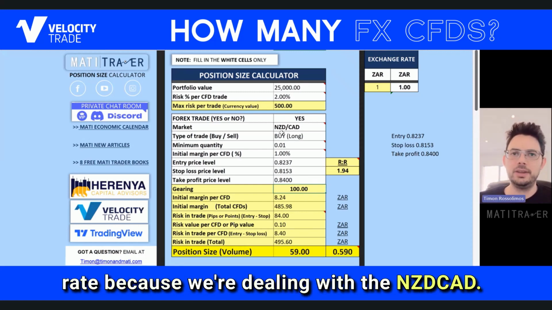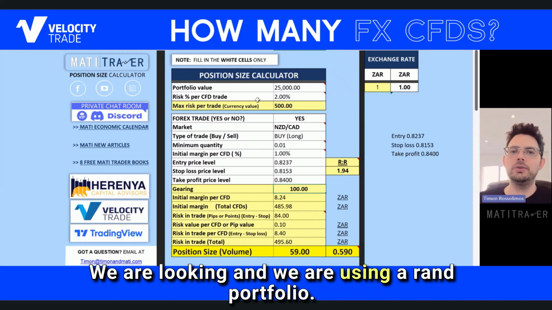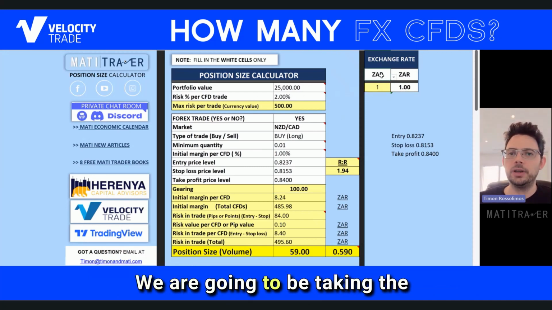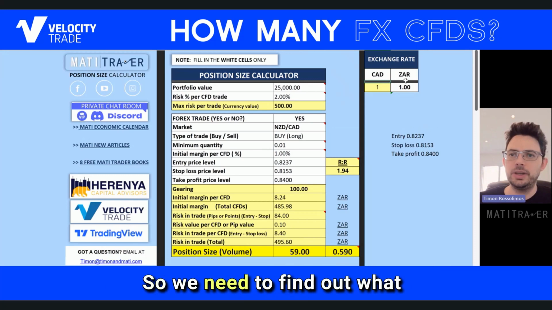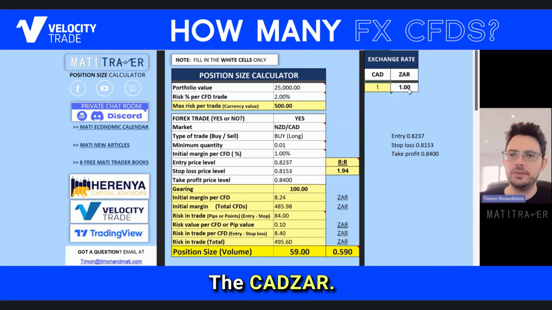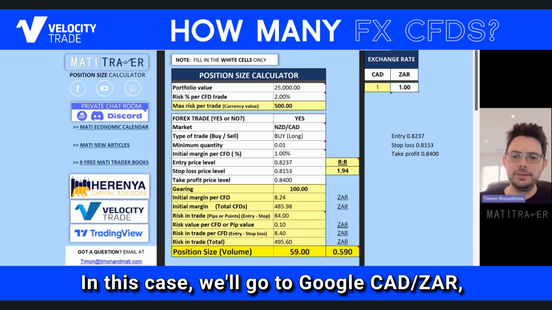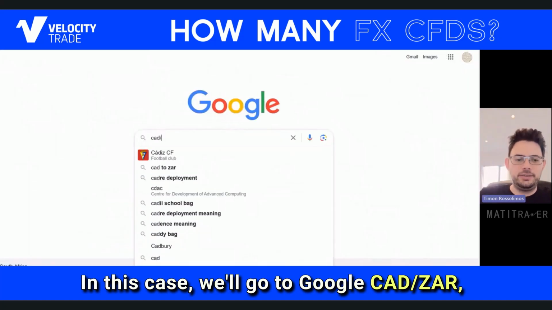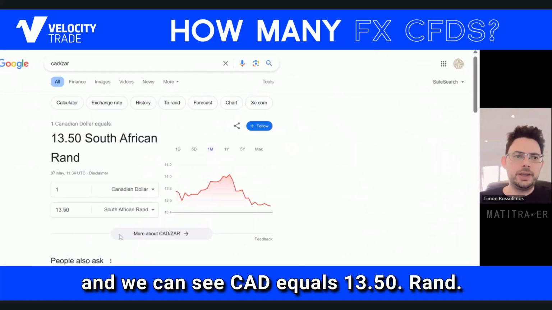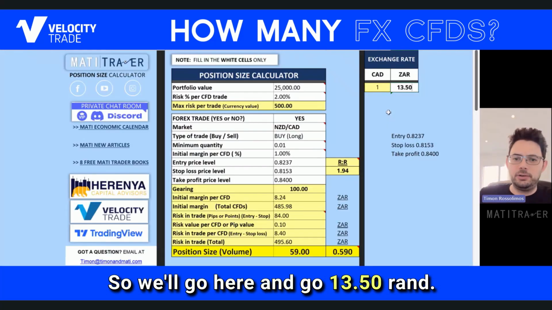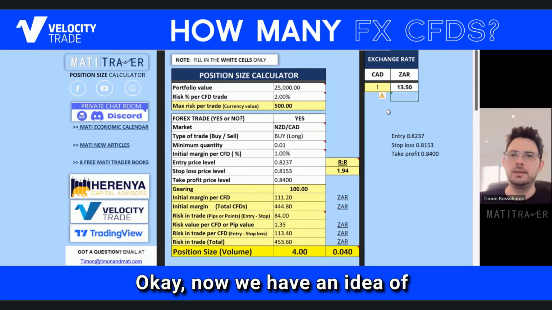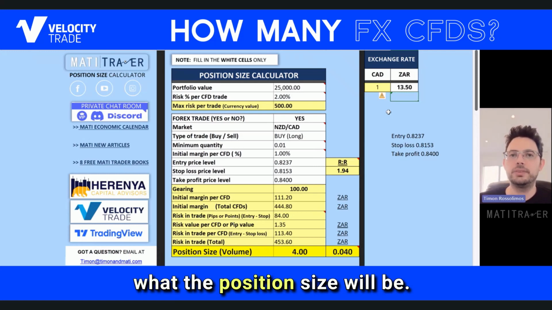Now we need to deal with the exchange rate. Because we're dealing with the NZD CAD, and we are using a Rand portfolio, we are going to be taking the former currency, which is the CAD ZAR. All right, so we need to find out what the exchange rate for this is, the CAD ZAR. In this case, we'll go to Google the ZAR, and we can see 1 Canadian dollar equals 13.50 Rand. So we'll go here and put in 13.50 Rand. Okay. Now we have an idea of what the position size will be.